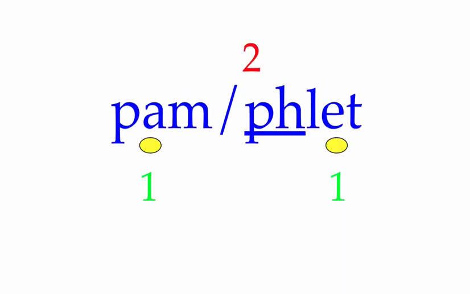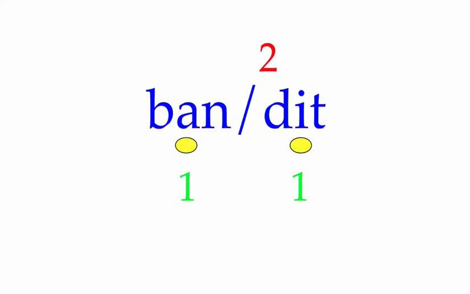Pamphlet. Bandit. The bandit drove away in a car. Bandit. Ban, 3 sounds. B, a, n. Dit, 3 sounds. D, i, t. Bandit. Mark the word. Bandit.